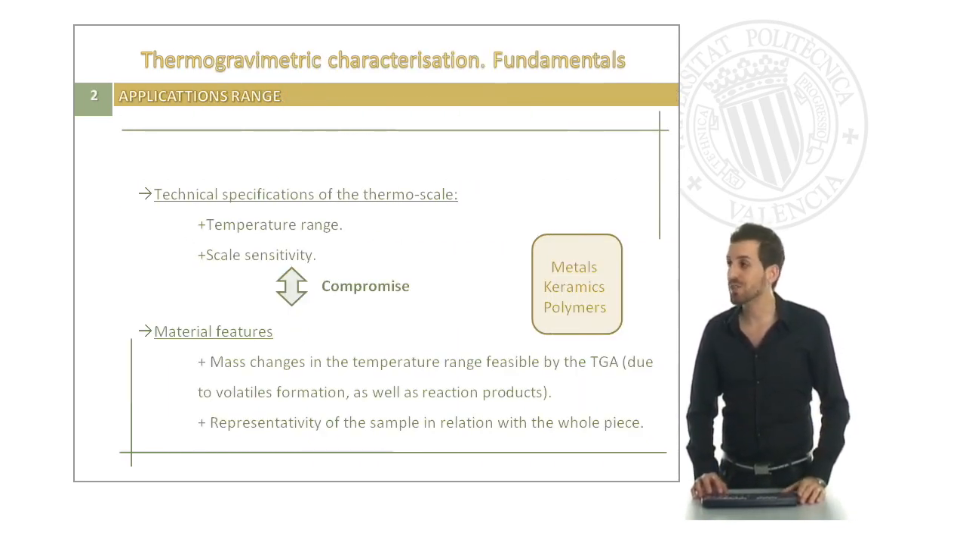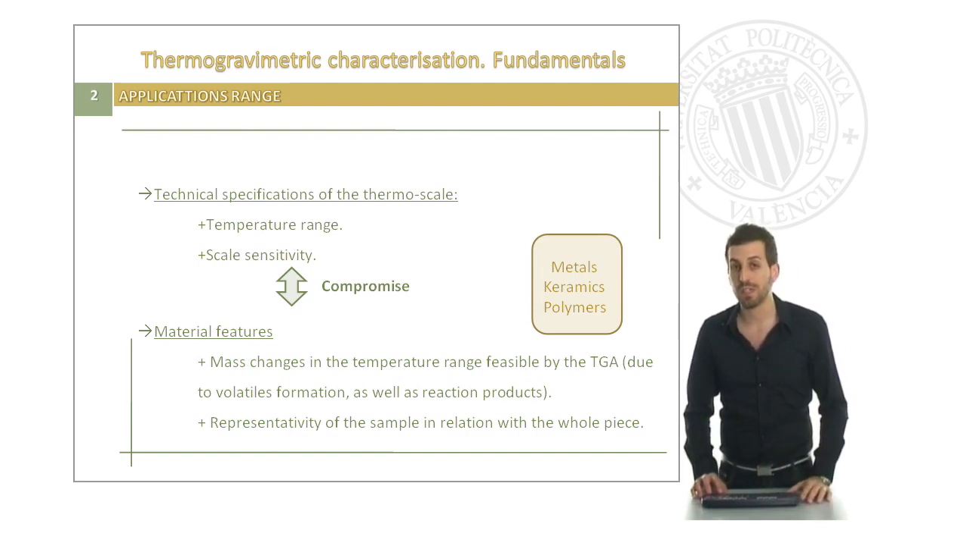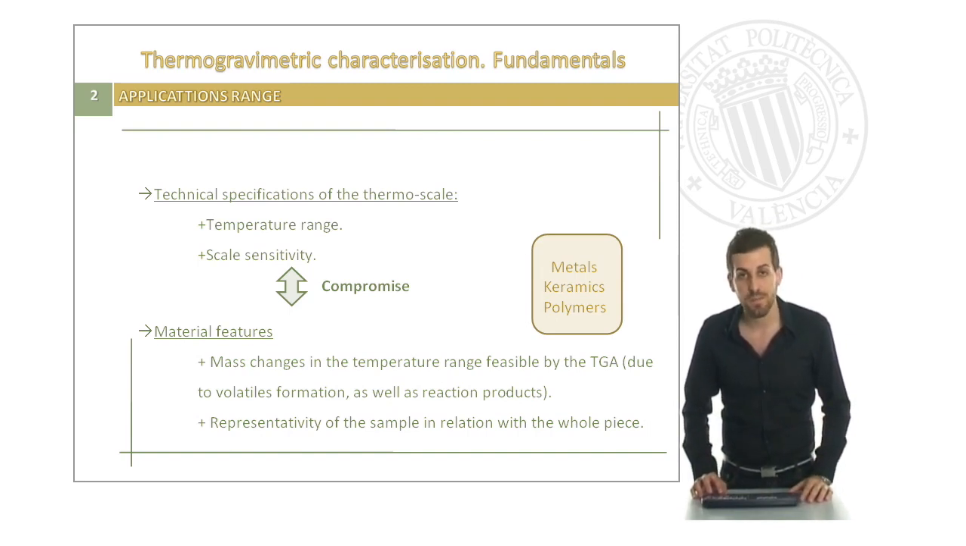Which is the application range? When we are planning our experiments, we have to take into account two different features. First of all, we have to know which are the technical specifications of our thermal scale, and that means basically which is the temperature range visible by our TGA, and also which is the sensitivity of our scale.